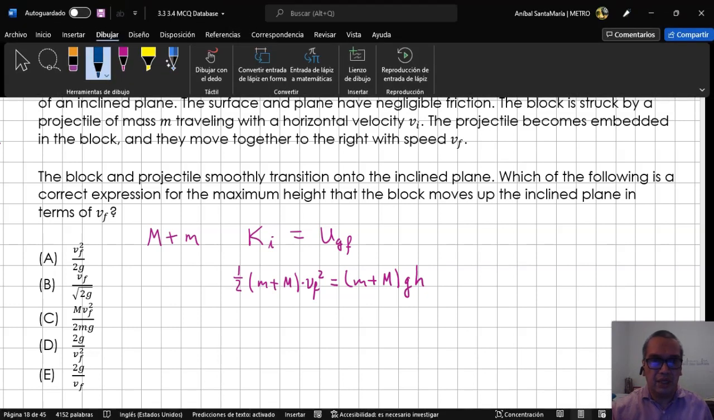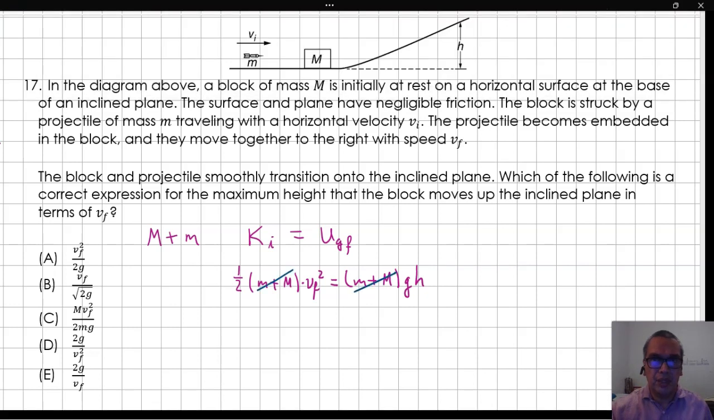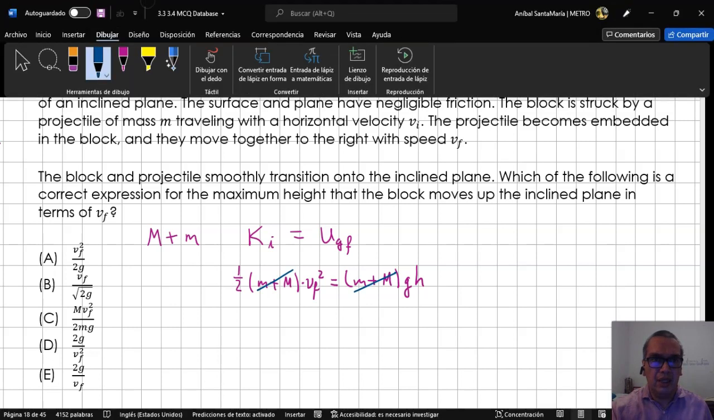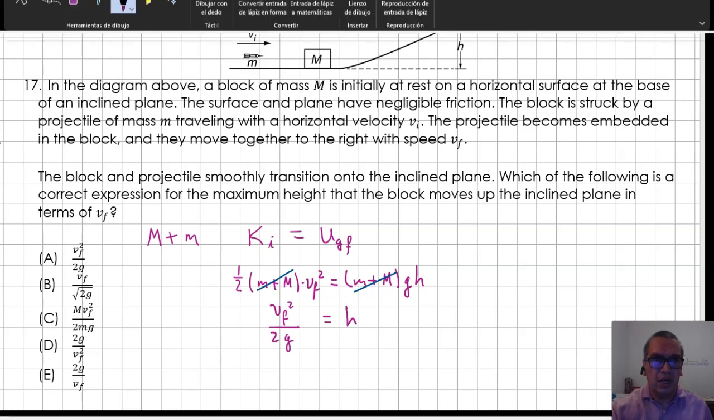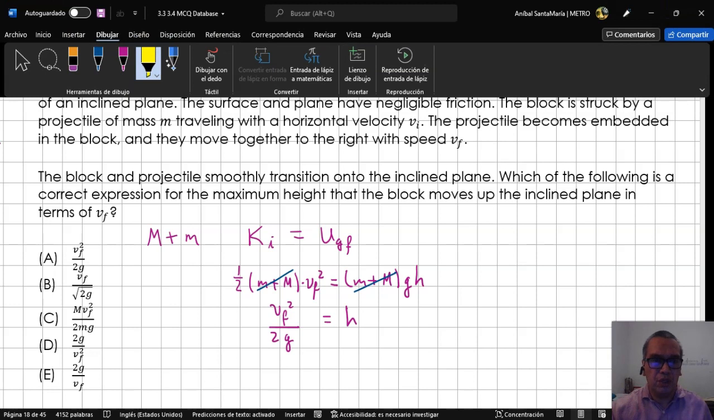The mass cancels out, and a little algebra will tell you that h is equal to vf squared over 2g. Therefore, our answer is option A.